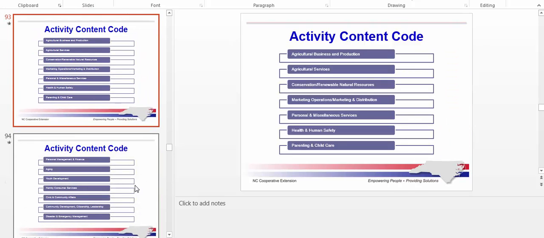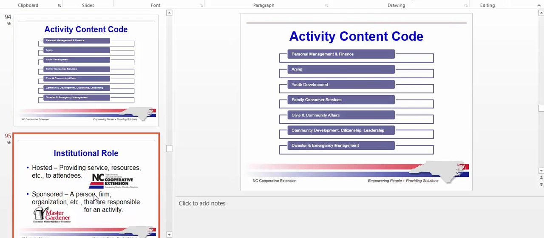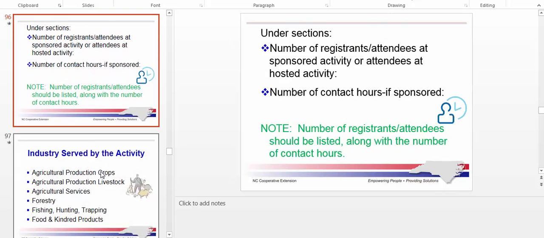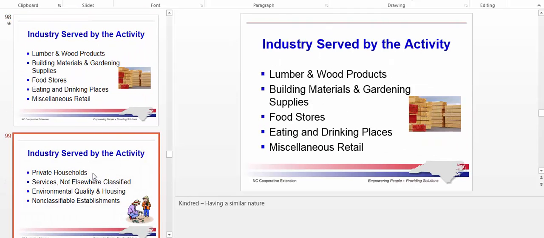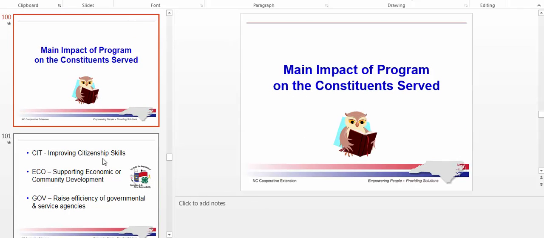Here's this activity code and some more of the activity code. Hosting, we provide service, resources, etc. to attendees. Sponsored, a person, firm, organization, etc. They're responsible for an activity. And industry served, more of the industry served. Main impact of the program on the constituents served.